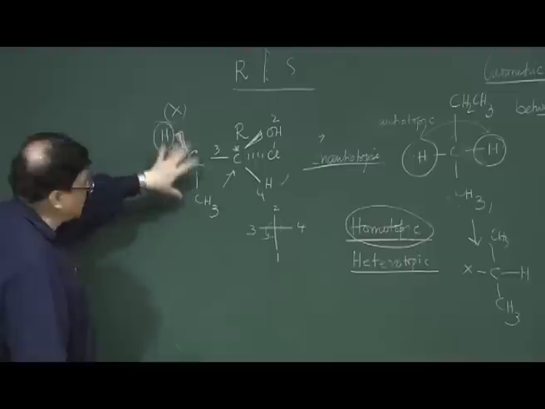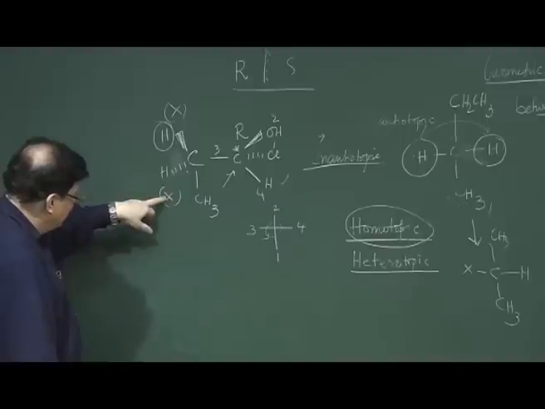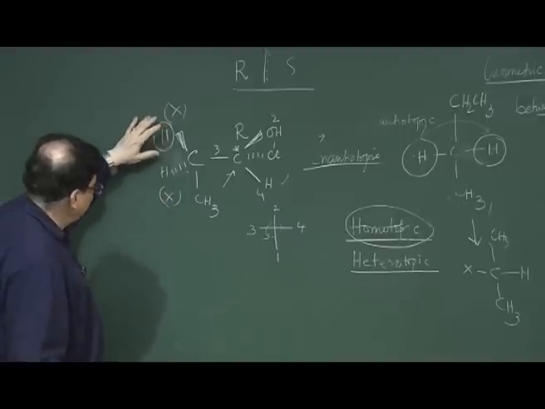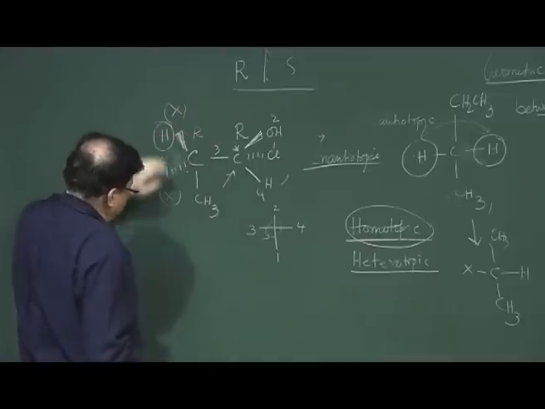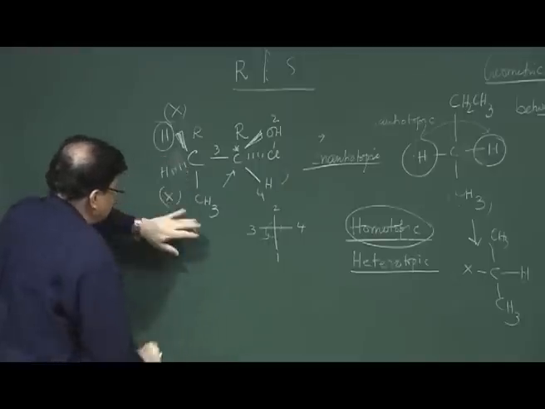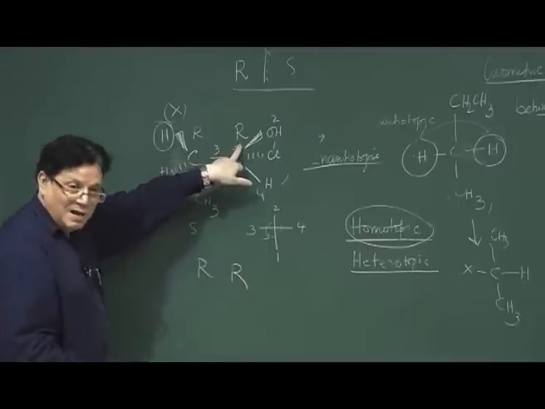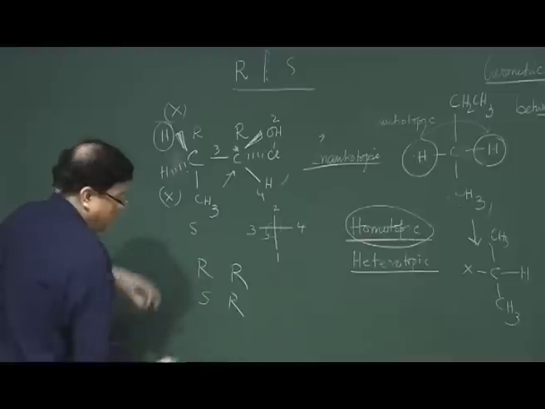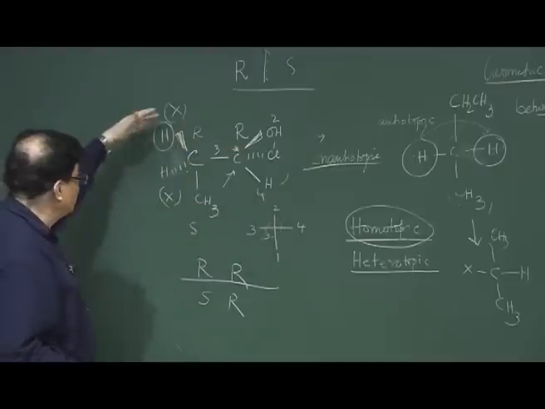So it will have a configuration. When I put X here, that will also have a configuration. Suppose by replacing this hydrogen with X, this becomes R, and suppose replacing this hydrogen by X, this becomes S. So basically what I am getting is an RR compound, because this R was already there built in, and here I am getting SR. So what will be the relationship between the two molecules that I will be generating?